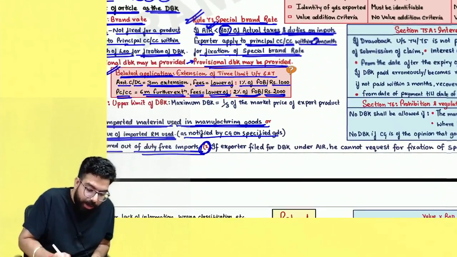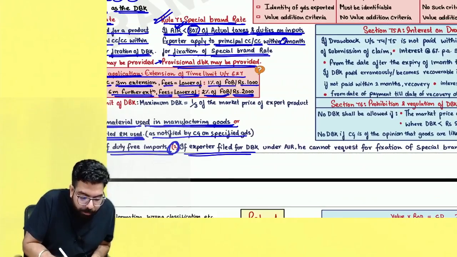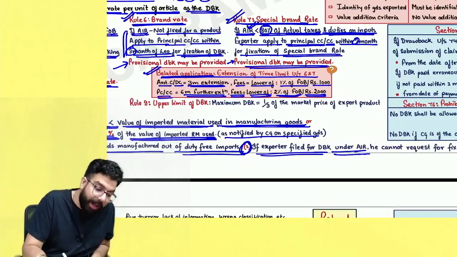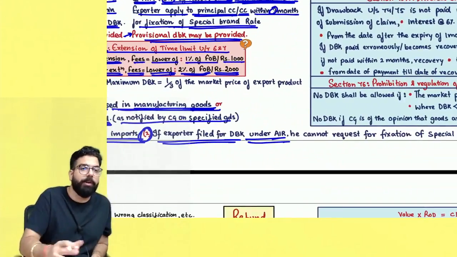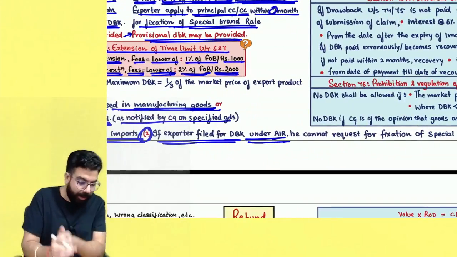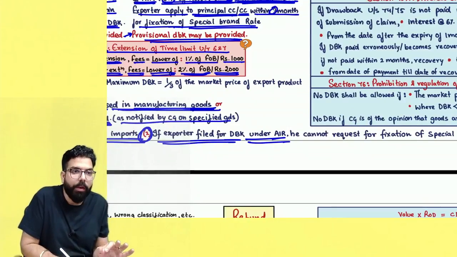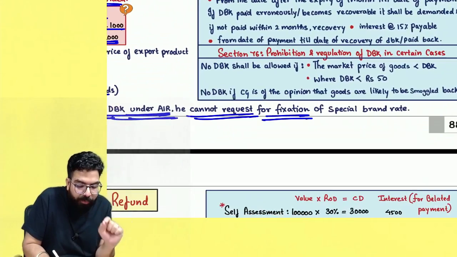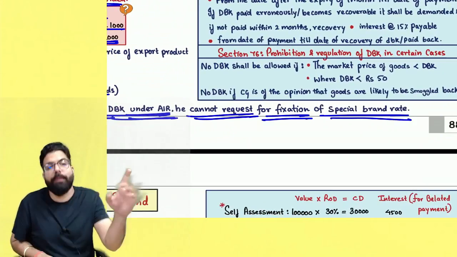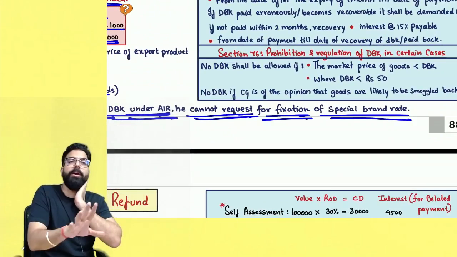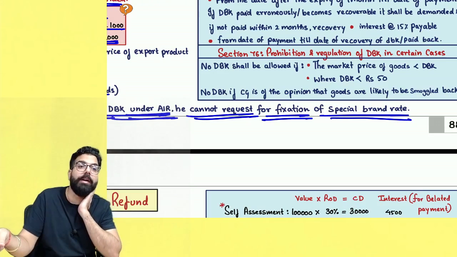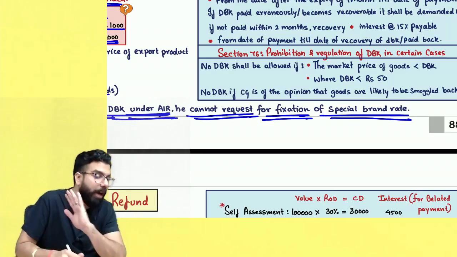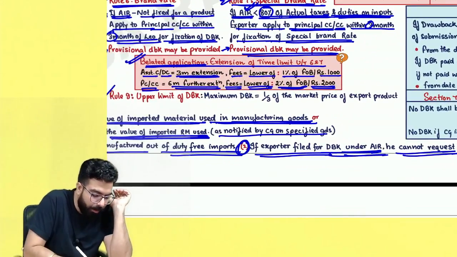Secondly, if an exporter has applied for duty drawback under all industry rate and is also asking for a special brand rate, that is not possible. You can't have both. If the exporter filed for duty drawback under all industry rate, he cannot request fixation of a special brand rate. If you are applying for a special brand rate, you can take provisional duty drawback, but you can't take all industry rate and then also apply for a special brand rate. Not allowed.